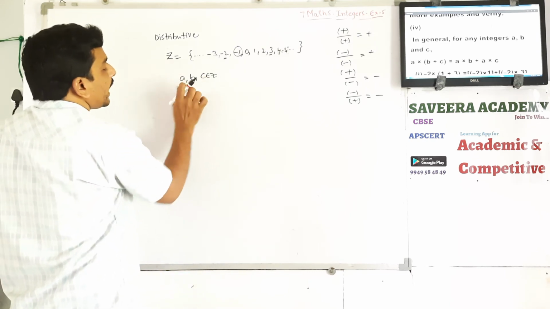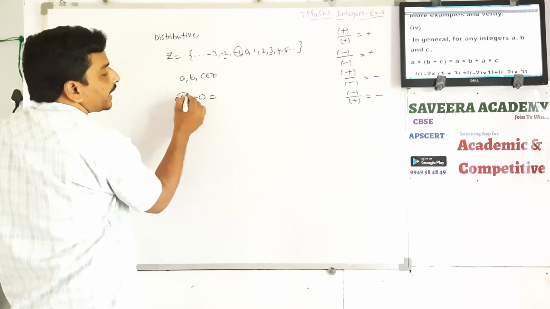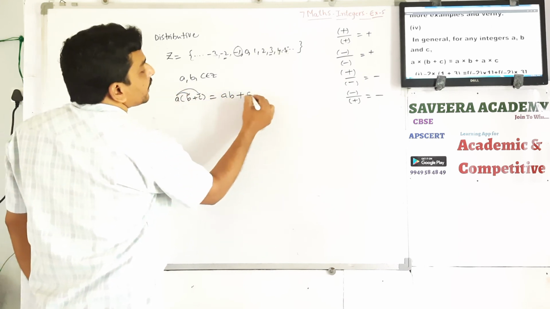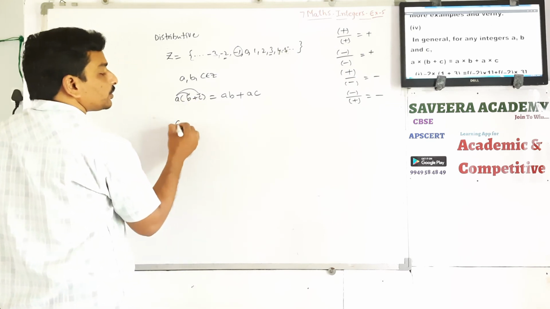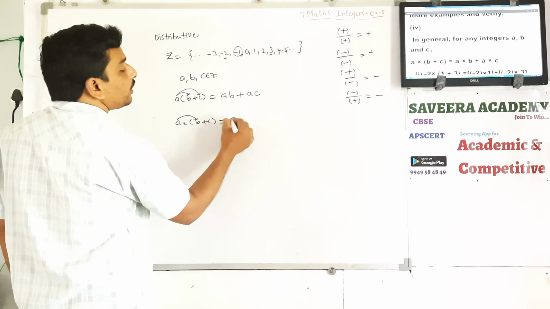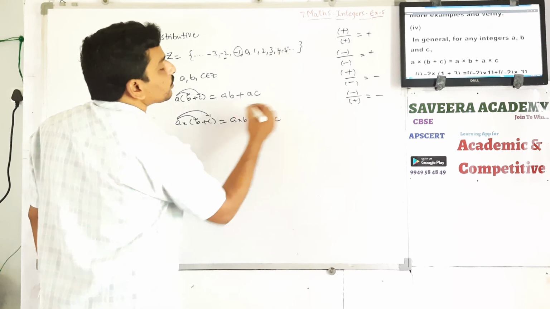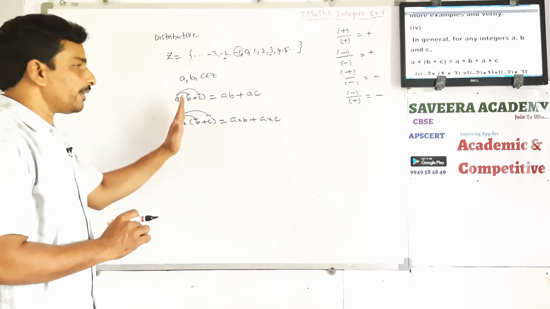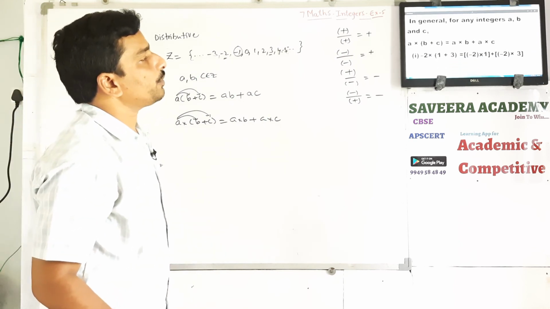a into b plus c is equal to, first a into b, ab, plus a into c, ac, ab plus ac. Or this can be written like this also: a into b plus c is equal to a into b plus a into c. So this is called as a distributive property. Left distributive it is, because from left side we are multiplying. Okay, so this is called as distributive property.